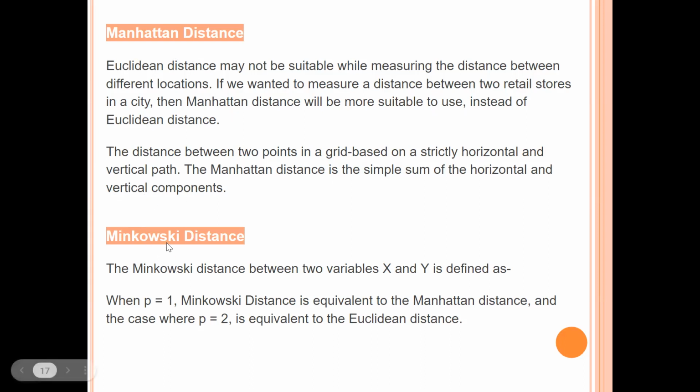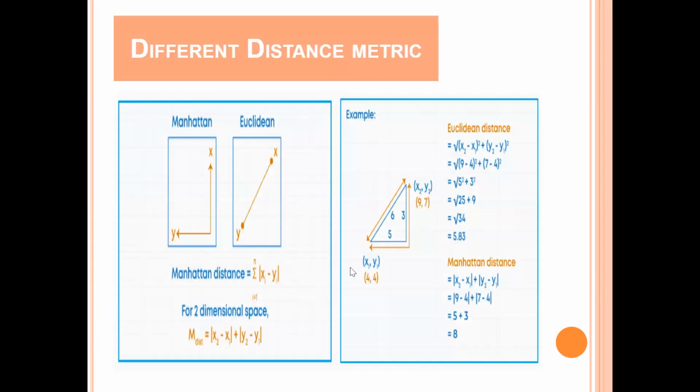Next is Minkowski distance, between two variables x and y. When p equals 1, Minkowski distance is equal to the Manhattan distance. And in the case where p is 2, Minkowski distance is equal to the Euclidean distance. So keep these points in your mind. Let's move on.